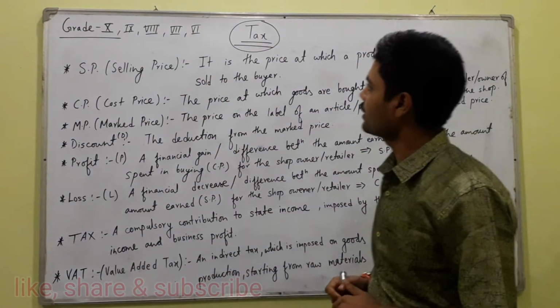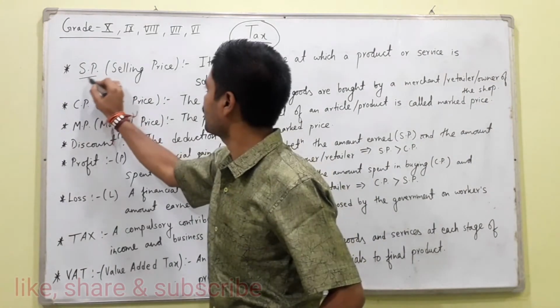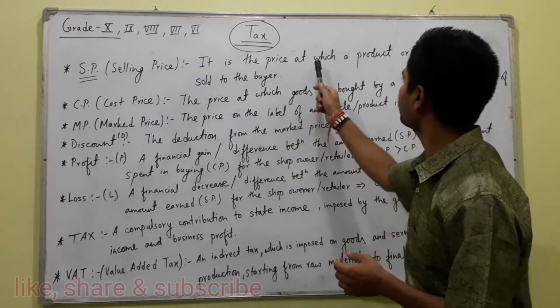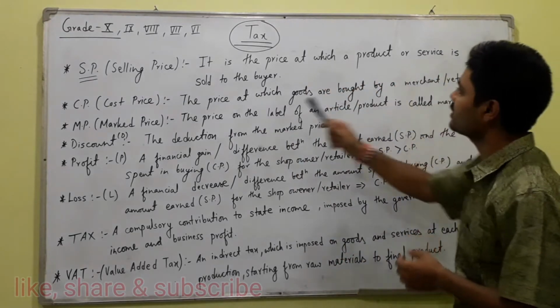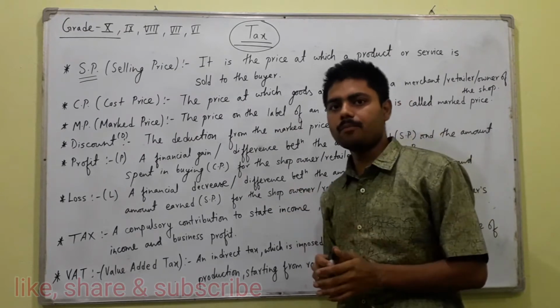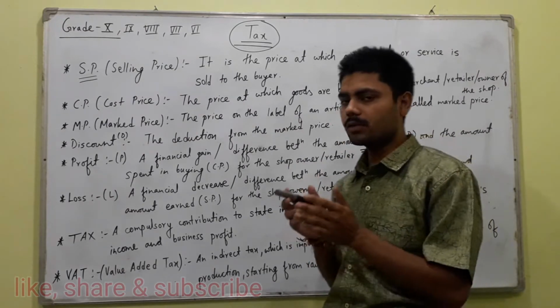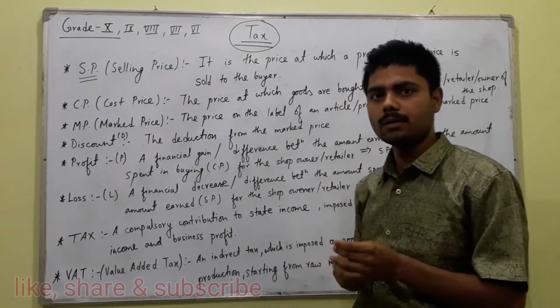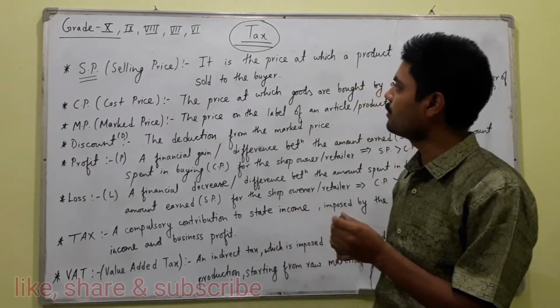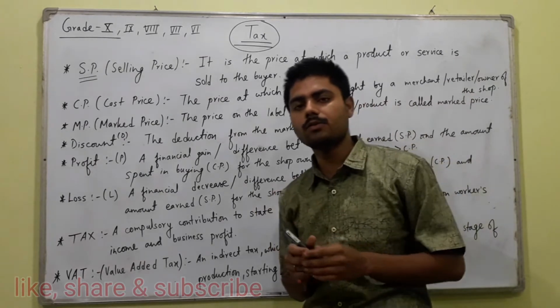The first topic here is selling price. In short we write SP. What is selling price? It is the price at which a product or service is sold to the buyer. Let us take an example. There is a shopkeeper or shop owner who runs a shop, and he buys some items to sell in his shop.